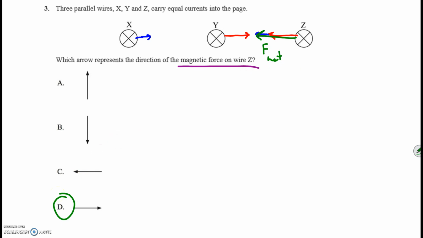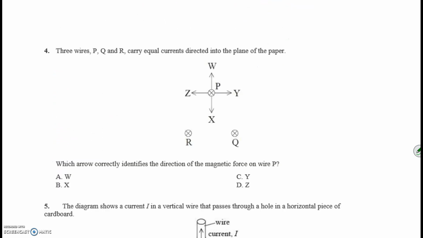Oops! I circled the leftward. There we go. Three wires carry currents into the page. All right, what's the direction of the force on P? Well, P and R carry current in the same direction, so the force is attractive.